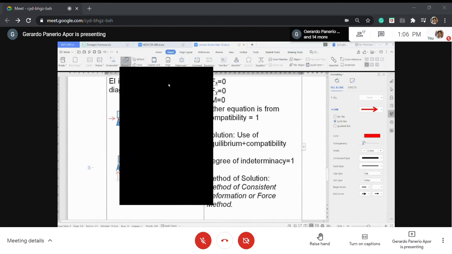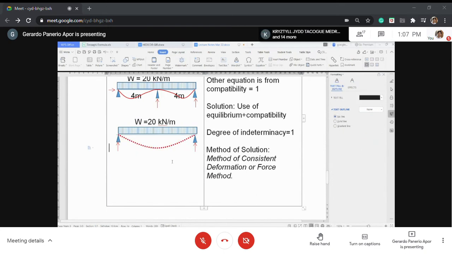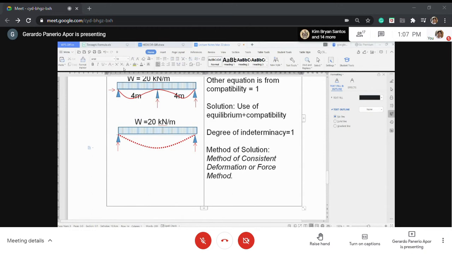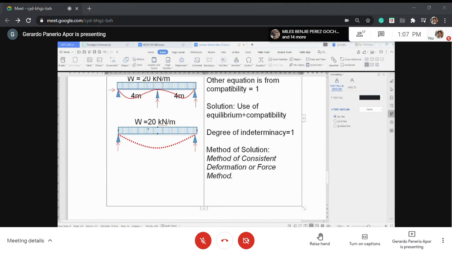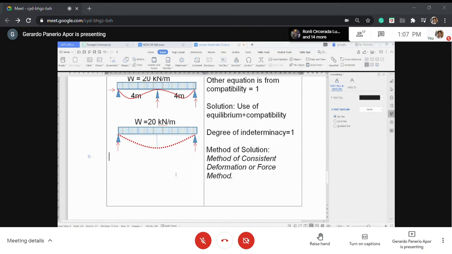Mao na ni ang deflection. Dako ang load, kaya di man unit load ang i-apply. So, yan ang load ni siya.